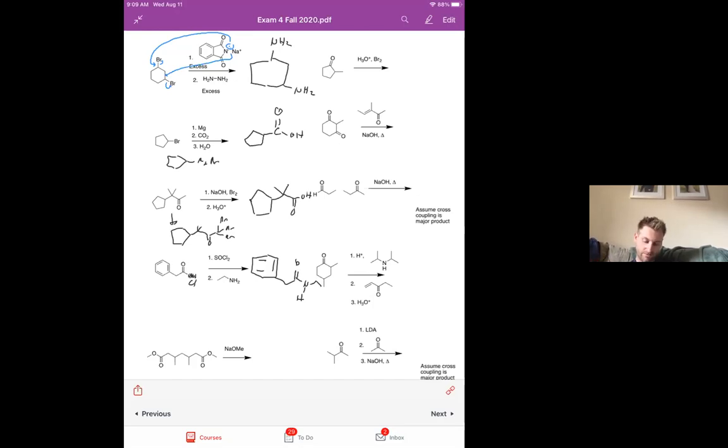Let's see, we've got a Claisen condensation next. It's symmetrical. We're going to pull off one of these 2 protons so that we can do a cyclization here. It's going to give us a 1, 2, 3, 4, 5, 6-membered ring.